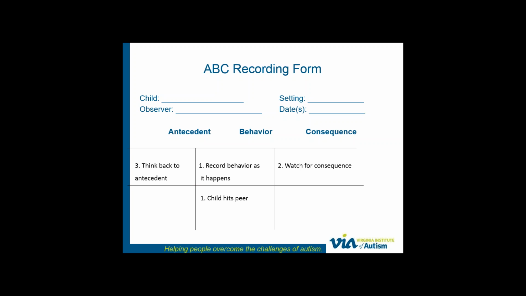For example, in this example, the child hits a peer. The peer gives a pencil back, and the teacher reprimands the child, so he's getting something tangible, and he's getting attention from the teacher. But the antecedent is the peer took the pencil from the child's pencil case. So you're starting to think, it may not be that he wanted attention, it may be that he wanted the pencil. With enough of those data points, we can start developing a hypothesis.